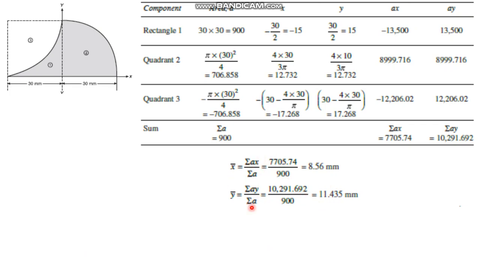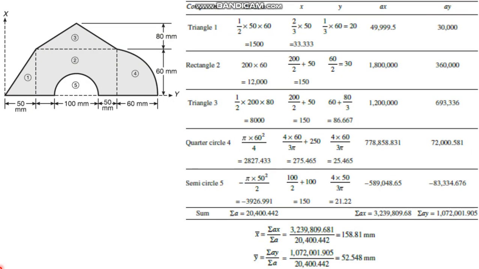Okay, thank you. And we'll take one more problem. In this, since the whole figure is in the first quadrant, all the x values and y values will be positive. The first area I have considered as a triangle, the second area is a rectangle, the third area is this triangle, the fourth area is this quadrant, and the fifth area is a negative area because you are cutting the area, and this is a semicircle.